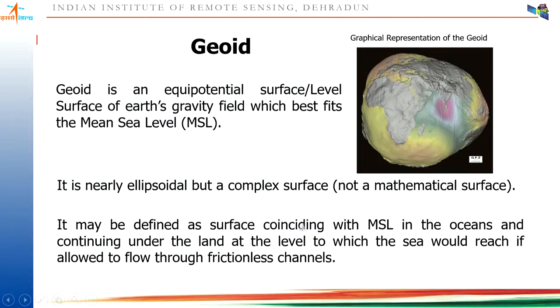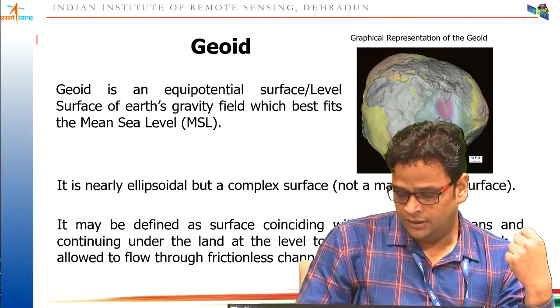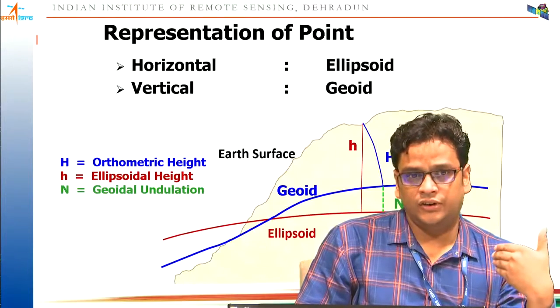It may be defined as the surface coinciding with the mean sea level in the ocean and continuing under the land at the level to which the sea would reach if allowed to flow through frictionless channels. So it just means take the mean sea level and see how it goes inside the earth, up and down. Just create one mean sea level, approximate that. It will be equivalent to the zero point.